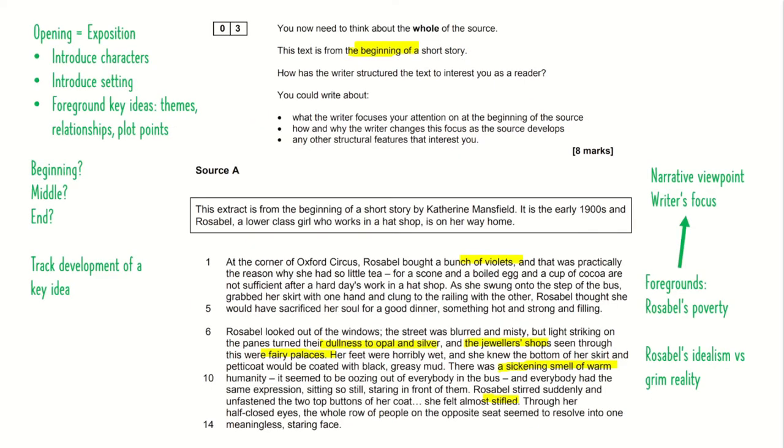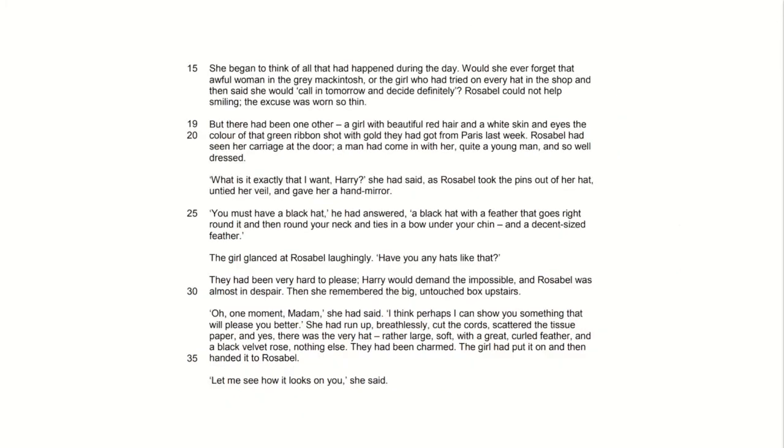We said here the initial ideas set up are Rosabelle's poverty and Rosabelle's idealism versus the grim reality. How is that built on in this next section? Are there any new nuggets of information we get that increase our understanding of Rosabelle's poverty in some way, or increase our understanding of Rosabelle's idealism and the reality that she lives? And are there any new ideas introduced as well? So make sure you pause, read through, think about all that, and then unpause to hear my thoughts.